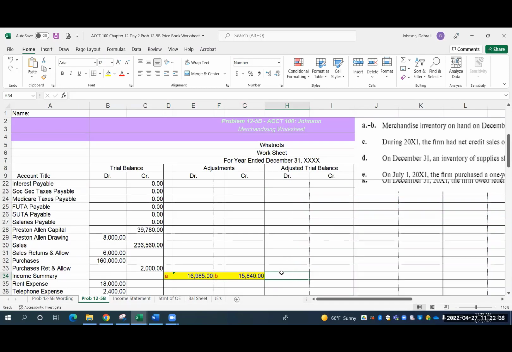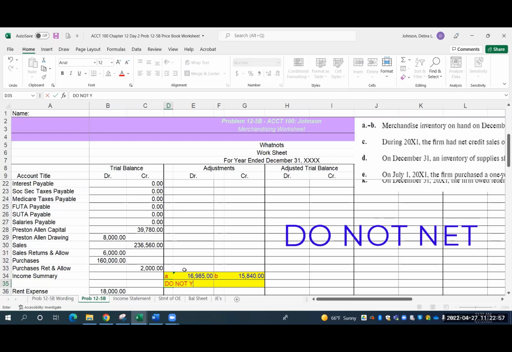And I would write yourself a note. In fact, I may even insert a line item so I can leave that note. If you guys are familiar with Excel, there's lots of ways you could insert a line, but I'm going to use the insert tab and insert a row and put in here, do not net. Carry both parts over to the adjusted trial balance. So what I'm writing, in case it's hard to see, says do not net. Carry both parts over to the adjusted trial balance.